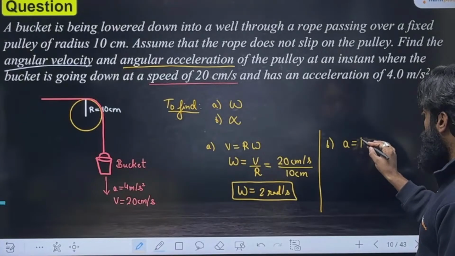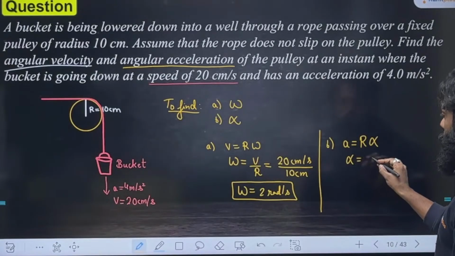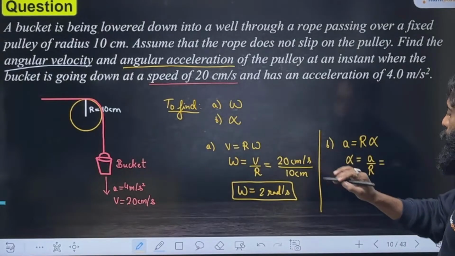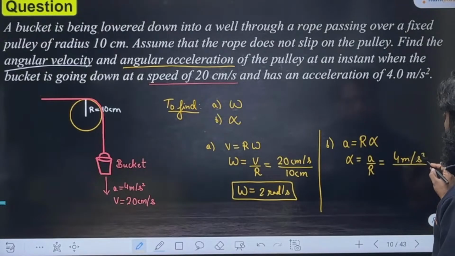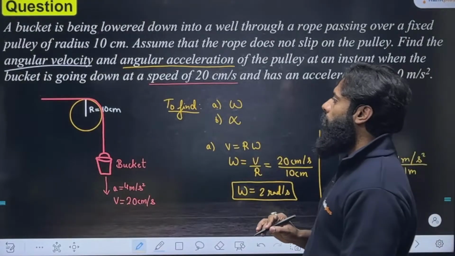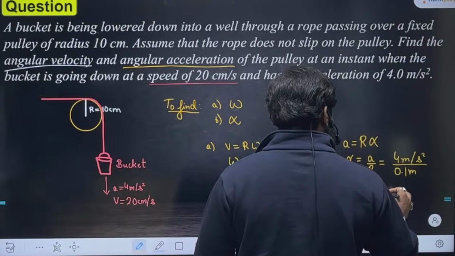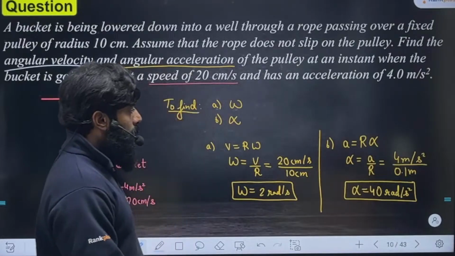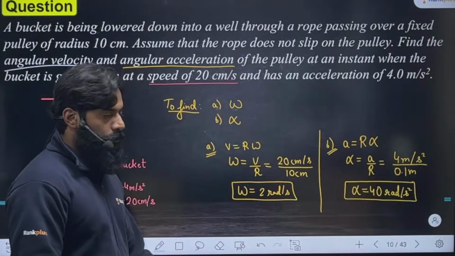That A is equal to R alpha, and alpha is equal to A divided by R. This A is equal to 4, this time in meter per second square. The R you have to keep as 0.1 meter this time. So you will get alpha equal to 40 radian per second square. I hope that this is clear. Is this clear?